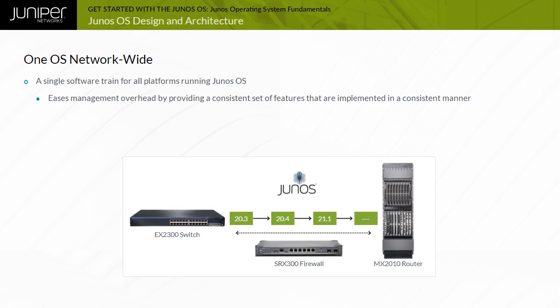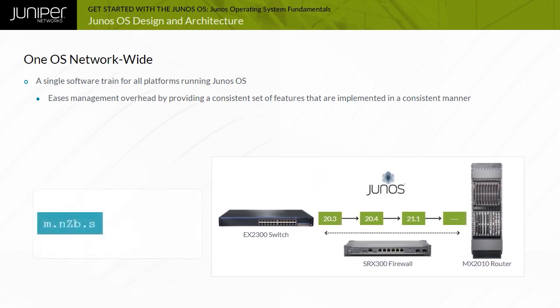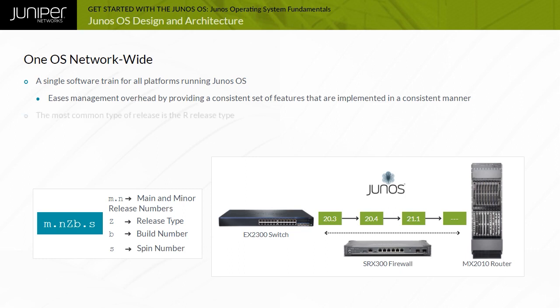Juniper Networks releases a new version of Junos OS typically each quarter of the year. Junos OS releases are numbered using the form M.NZB.S, where M.N are the main and minor release numbers that give the Junos OS version. For example, 21.1, which indicates the first quarter of the year 2021. The Z denotes the release type, B is the build number of the product, and S is the spin number of the product.